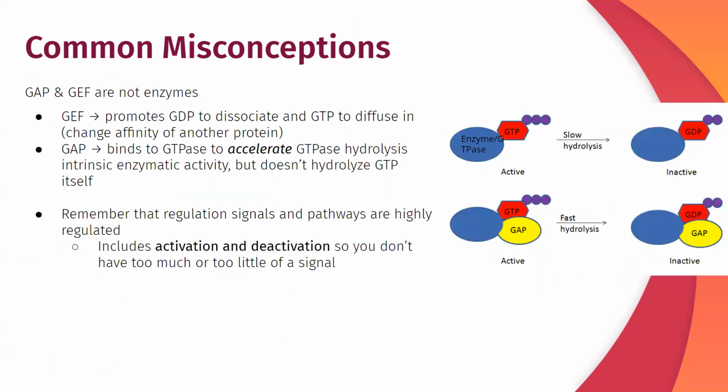Some common misconceptions. This is broad. This isn't specifically about GPCR. So GAP and GEF, neither of them are enzymes. GEF promotes GDP dissociation and then allows GTP to diffuse in. It doesn't dissociate GDP. And the GAP binds to GTPase and activates its intrinsic catalytic ability. Then hydrolysis occurs, but GAP itself doesn't hydrolyze GTP.